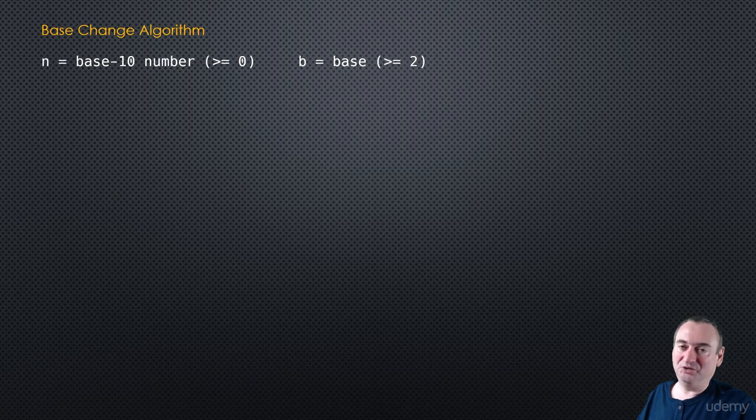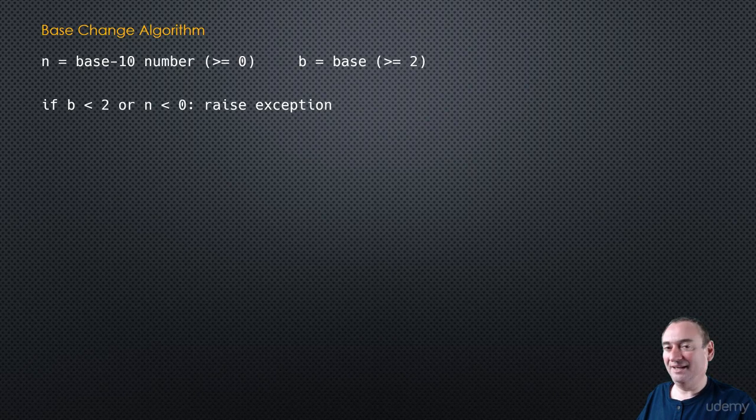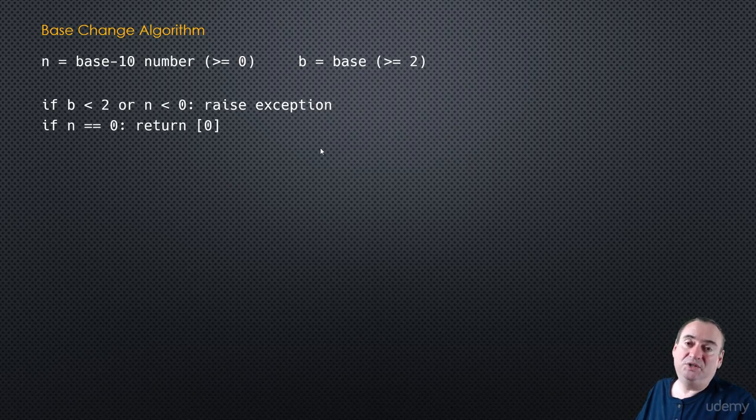There are different algorithms and different approaches. We'll stick to standard bases, greater than or equal to 2. So the algorithm: if the base is less than 2 or n is negative, raise an exception. We're not going to handle those. If the number is 0, it's always going to be 0, no matter what the base is, right? So we just return 0. We don't have to worry about it.